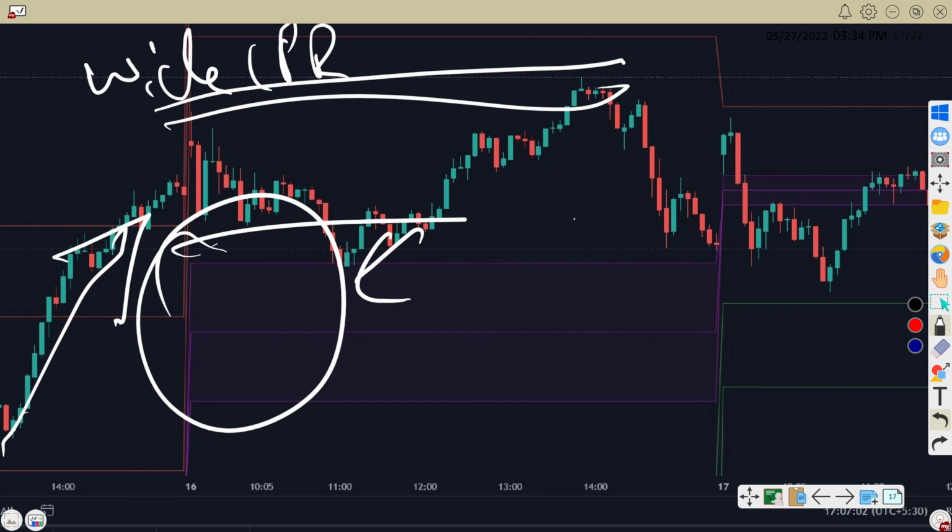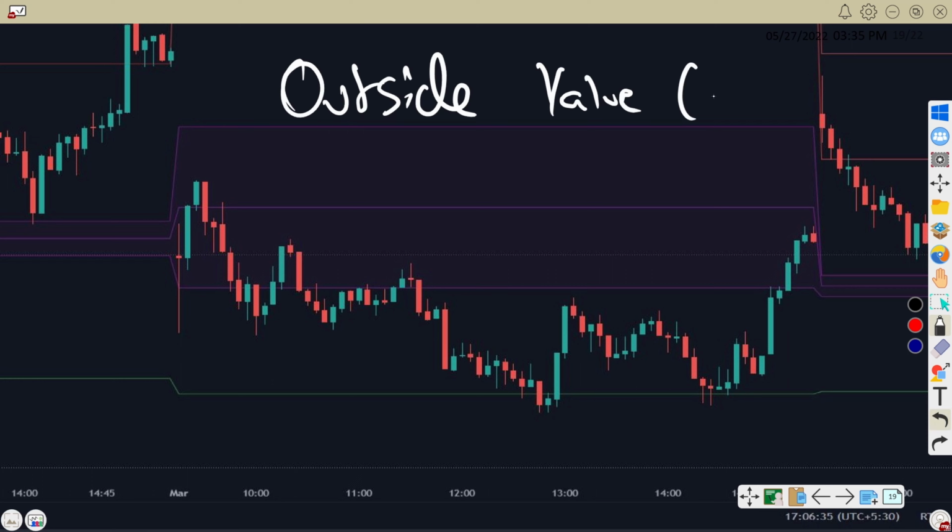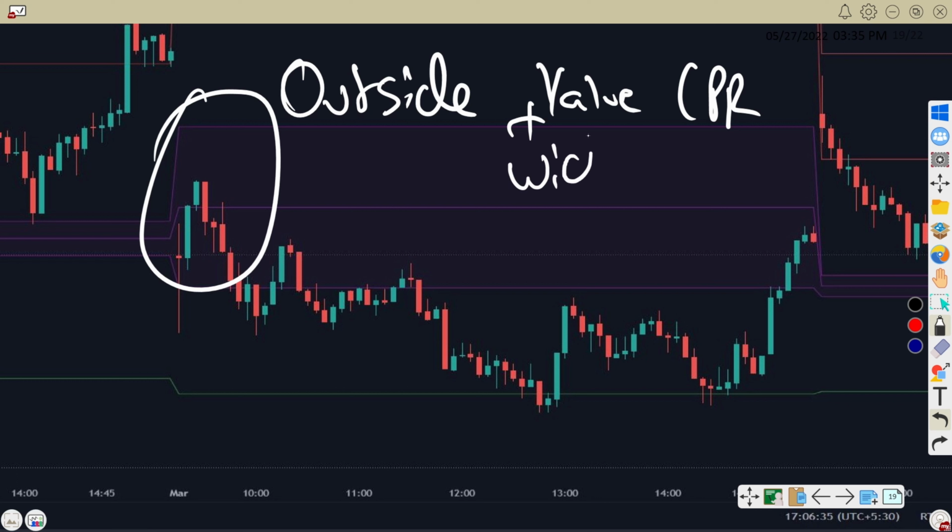Don't look for breakouts, because breakouts most of the time fail, on the upside or on the downside. So this again we can find is an outside value CPR. Okay, so this is an outside value CPR. First of all, plus it has a wide CPR. Okay, we have an outside value CPR plus a wide CPR.